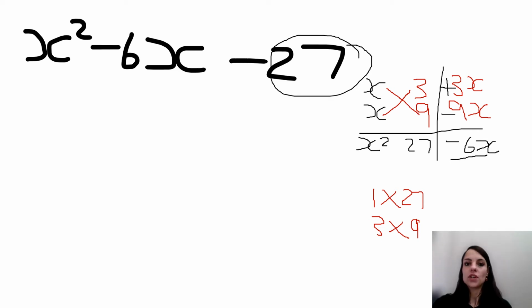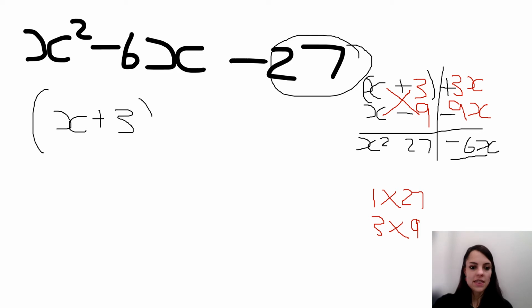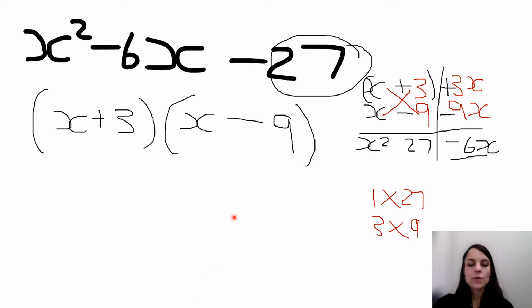So what do you do now? We take our positive and we put it here. We take our negative and we put it here. And now we are ready to do our answer. First bracket, x plus 3. And the next bracket, x minus 9. Let's quickly do our check.